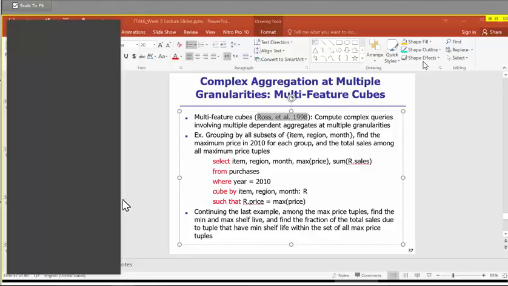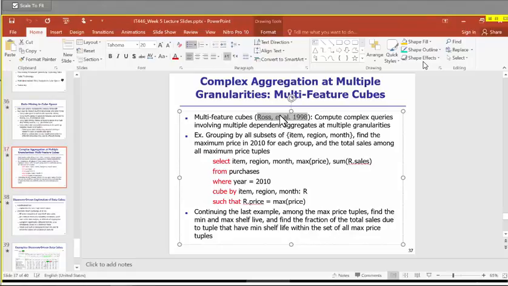yes, Martin, you're right. It means and the rest of all. It's a Latin phrase. It means and the rest of all. So the multi-feature cube was presented by Ross and the group of researchers who were working there in 1998. And they computed some complex queries which involve multiple dependent aggregates and multiple granularities.